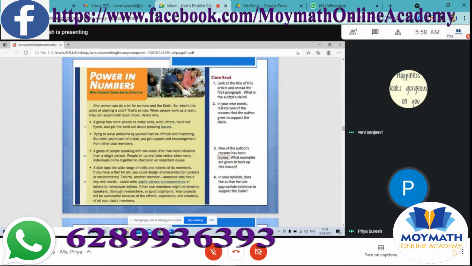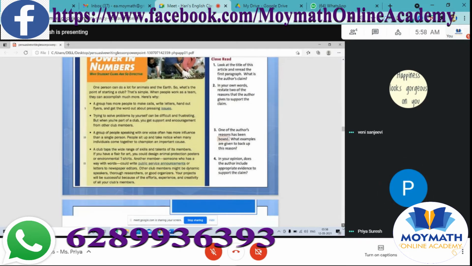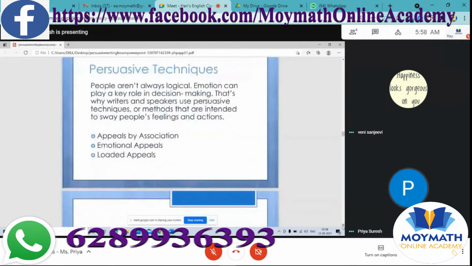So you look at the title of this article and reread the first paragraph. What is the author's claim? The author's claim is in the first paragraph, in your own words. And one of the author's reasons; that we need not go for. That is an exercise to be done.